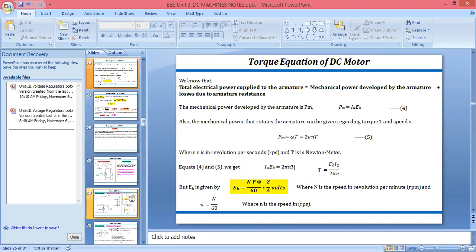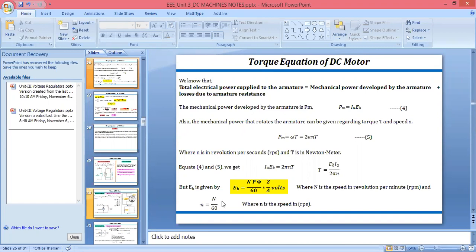We can convert these equations in the form of torque. If we are rearranging these equations, your equation will become torque equal to IA EB upon 2 pi n, as 2 pi n will go in the denominator. But we are having the equation for back EMF, N P phi into Z upon 60 A. So we can put these equations in this form. Speed we are measuring in rotations per minute, but we will need it in rotations per second. That's why I have written here N upon 60. I have converted speed to seconds again.